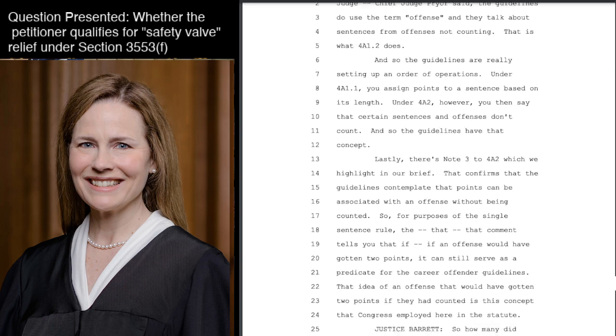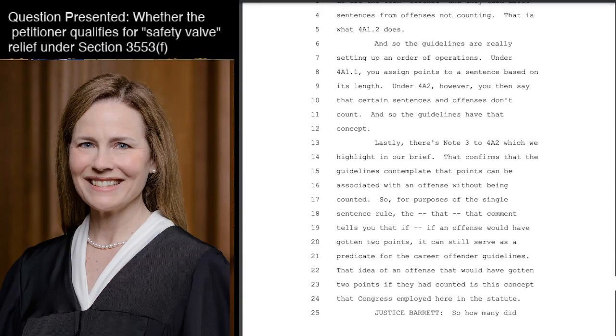Lastly, there's Note 3 to 4A2, which we highlight in our brief. That confirms that the guidelines contemplate that points can be associated with an offense without being counted. So for purposes of the single sentence rule, that comment tells you that if an offense would have gotten 2 points, it can still serve as a predicate for the career offender guidelines. That idea of an offense that would have gotten 2 points if they had counted is this concept that Congress incorporated.